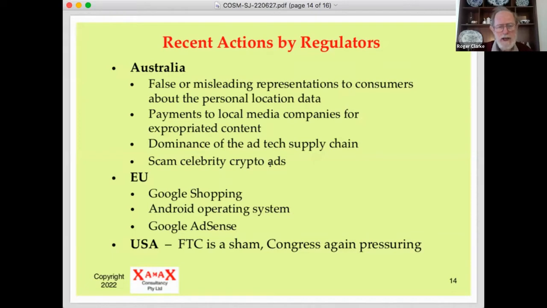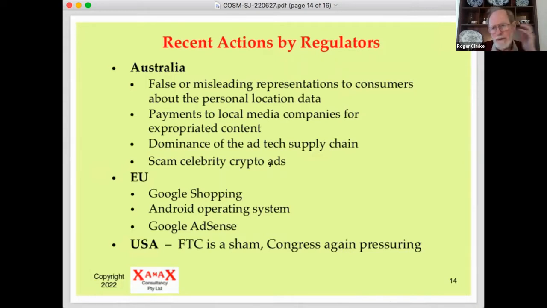The EU has hardly been quiet, and they fine companies an awful lot more money than Australia does. So within the EU, various countries, and at European Commission level, Google's shopping's been attacked on specific anti-competitive practices, Android operating system, and Google AdSense, critically in the ad tech supply chain area, have all been the subject of real action. The USA, I'm sorry, but the rest of the world regards the Trade Commission as being a sham.